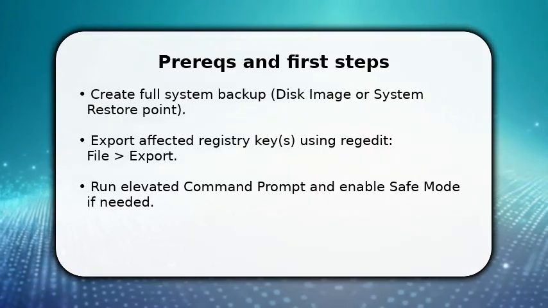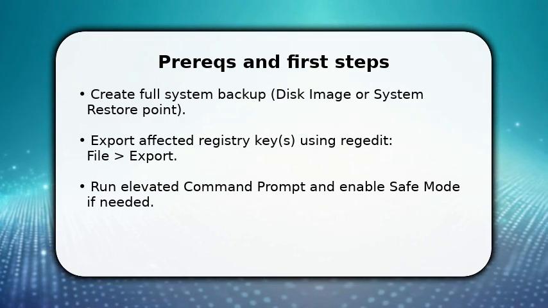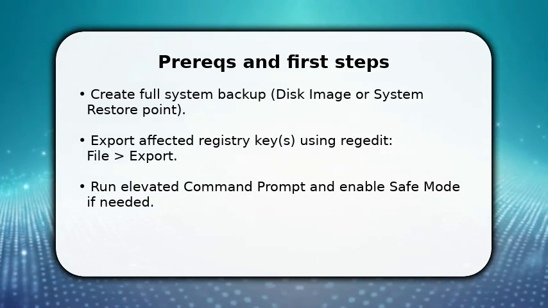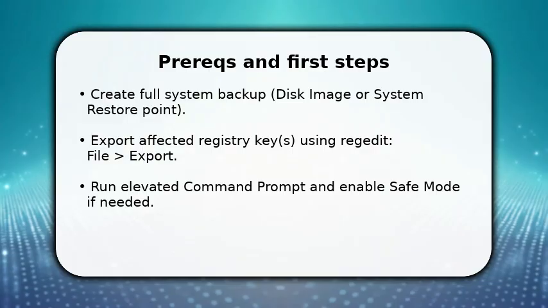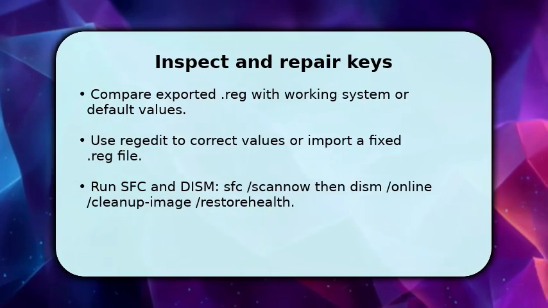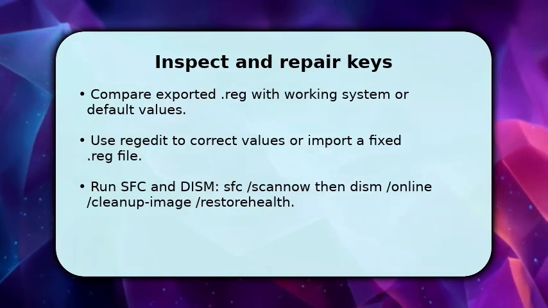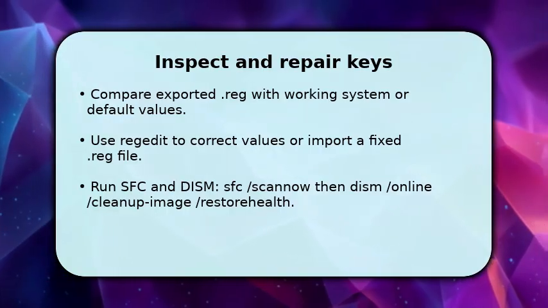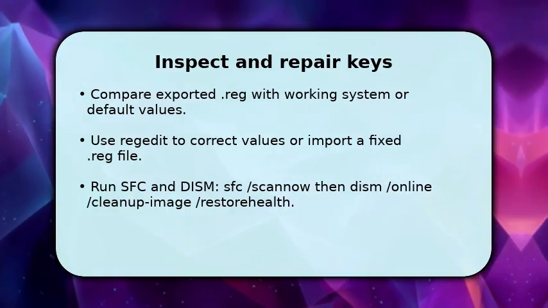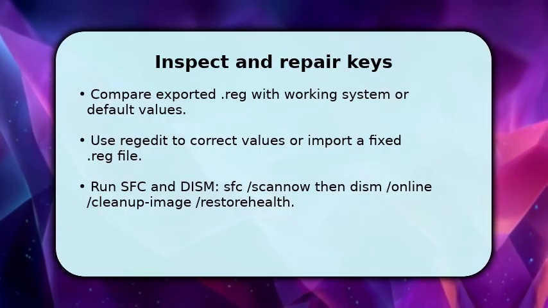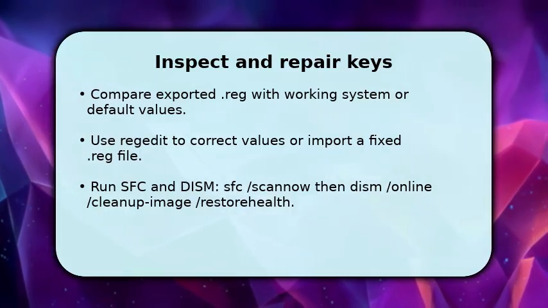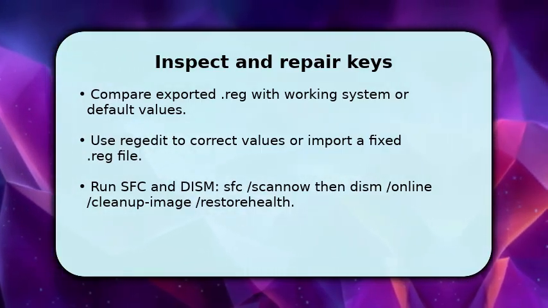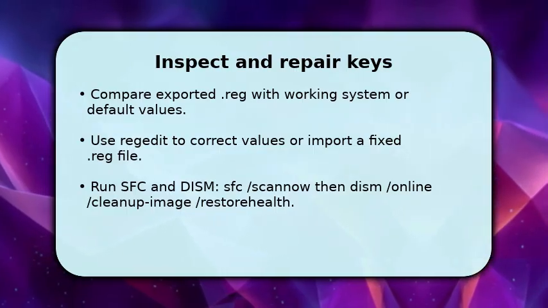You now inspect the problematic keys, load the exported .reg into a text editor and compare it to defaults or a working PC to spot malformed entries. Then, in Registry Editor, correct data types and value names. If many changes are needed, create a cleaned reg file and import it. After editing, run System File Checker and DISM to repair corrupt system files so registry fixes persist.